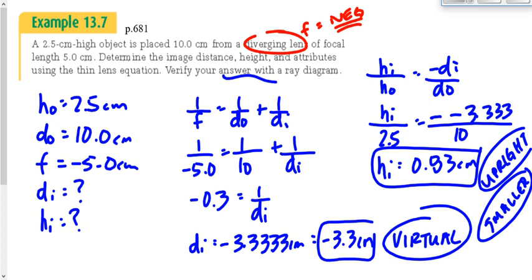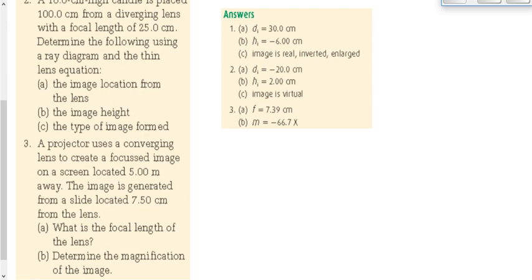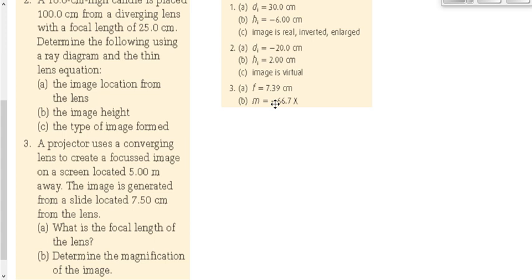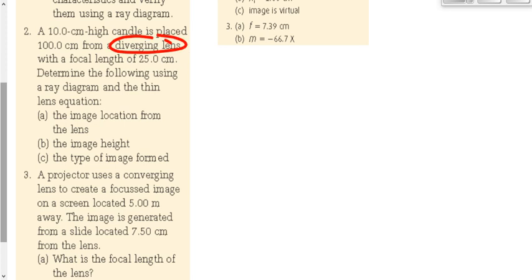Questions here? Let's take a look then at 3 questions on page 681. Okay, let's have a look at question number 2. It says a 10 centimeter high candle is placed 100 centimeters from a diverging lens. First thing we want to do is circle that to draw our attention to the fact that it's a diverging lens. Remember that a diverging lens has a negative focal length. Okay, if we forget that, then we're kind of hooped on this. Determine the following using a ray diagram and the thin lens equation.